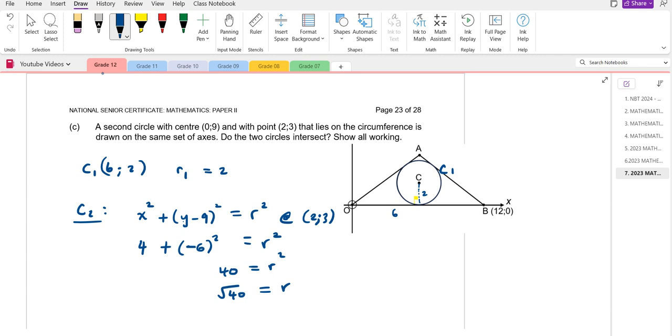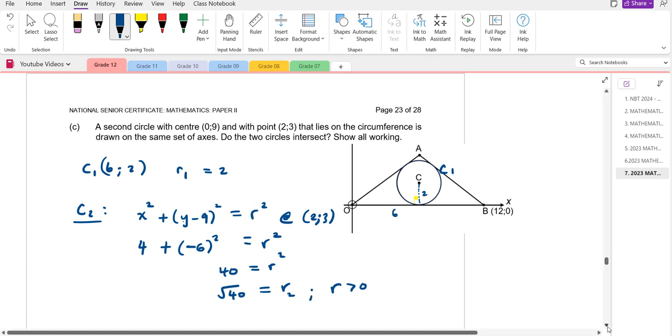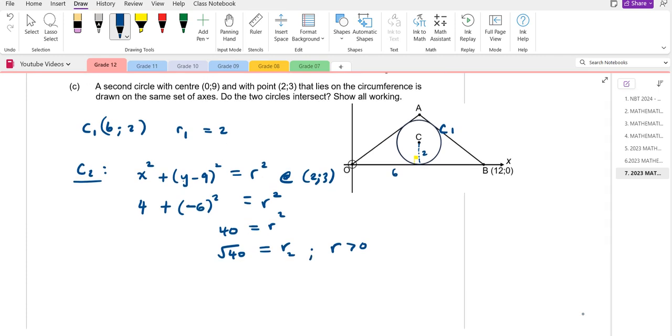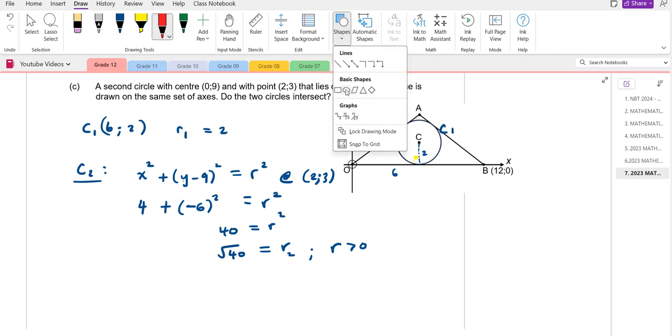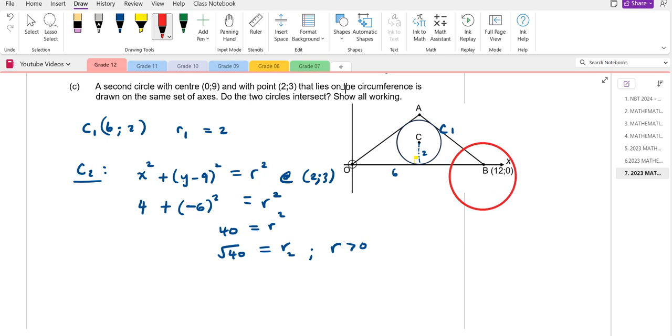Right, and this is my second r. Remember, r has to be positive. That's the reason why we're taking that. So do the circles intersect? We're checking for intersecting circles, right? So we know there's another circle here with r being root 40. There's another center here. I don't know whether they intersect or not. So we need to find the distance between the centers, C1 to C2.